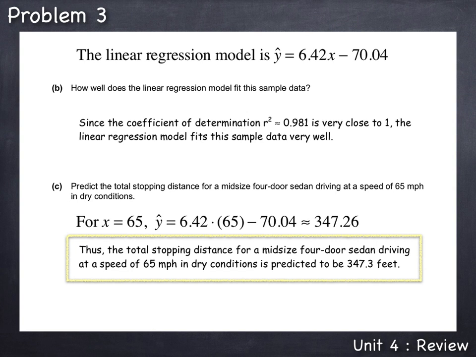Thus, the total stopping distance for a mid-size four-door sedan driving at a speed of 65 miles per hour in dry conditions is predicted to be 347.3 feet.